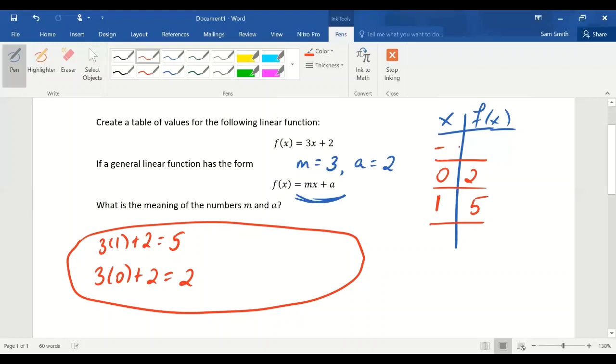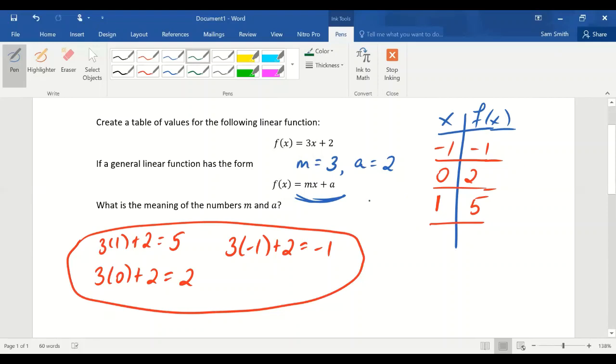And let's just do one more calculation. Let's do x equals negative 1. 3 times negative 1 plus 2, that's negative 3 plus 2. That's minus 1. Okay, now I have a challenge for you. I want you to look real hard at this table. Where are you seeing the value of a, of this number in the back? And this one's a little bit harder. Where are you seeing this value of m? Where does 3 show up in this table?